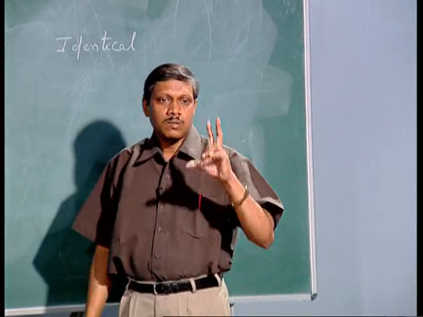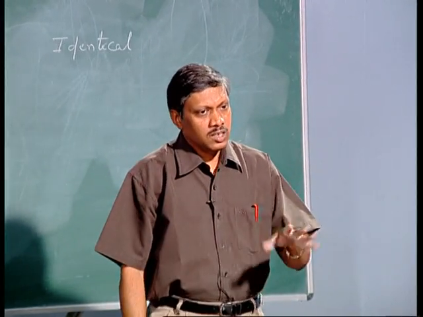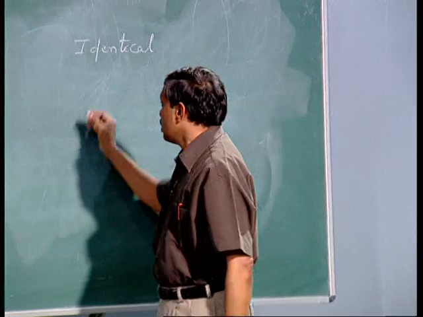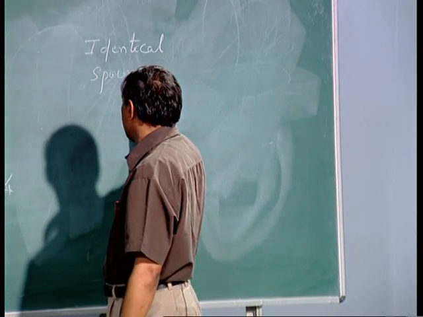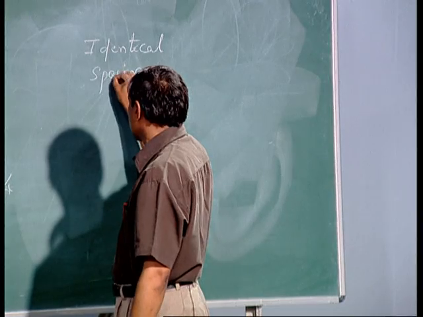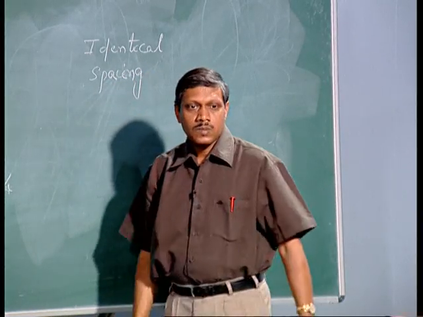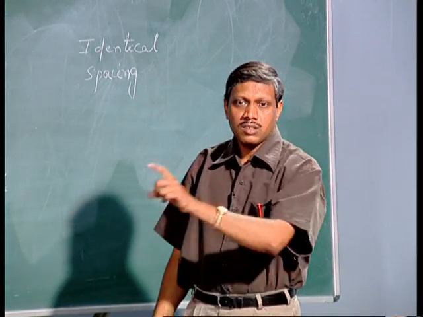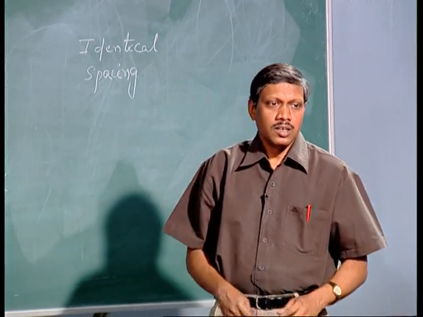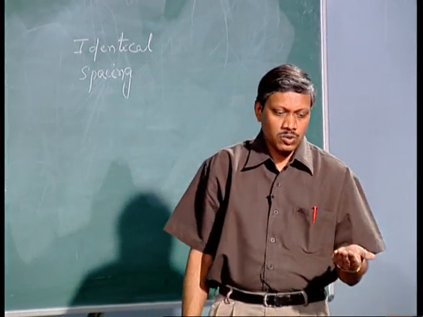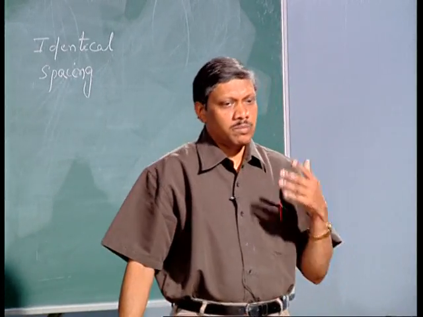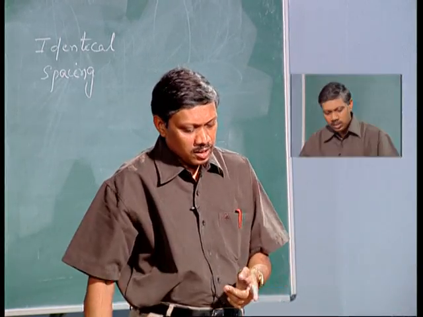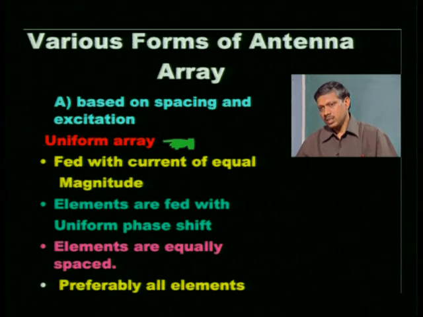So, identical elements: if one is lambda by 4, the other 9 are to be lambda by 4. Length wise they are the same, element wise they are the same, and the spacing is uniform, equispacing. It is not that one is D by 2, another D by 4, another is D; it has to be D. They will be excited with the same amplitude, and there will be a uniform phase shift. If these conditions are satisfied, then you have an array which is called a uniform antenna array.